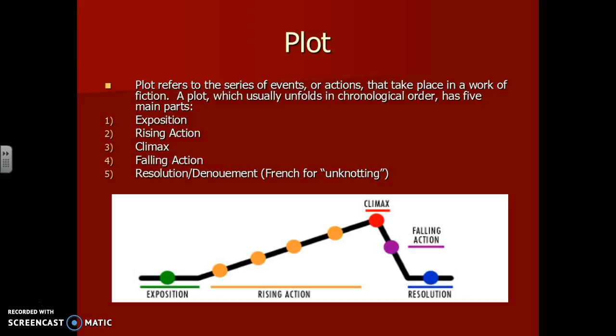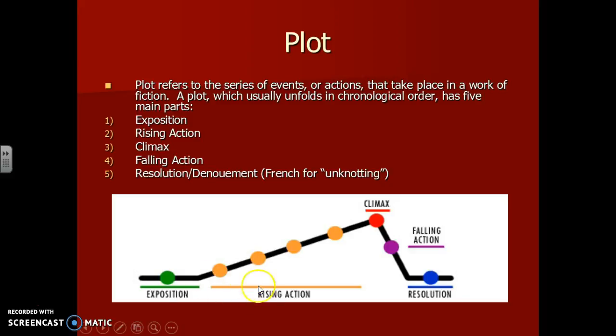Okay, the plot aspect, so looking at the first section of the elements of a story, the plot refers to the series of events or actions that take place in a story, and it usually goes in chronological order, and it has 5 main parts. So we have in green here, the exposition. The exposition usually includes the introduction of the characters, the setting, the main part of the conflict, or the introduction of a conflict, usually some historical context and background, but it's that idea of that introduction to a story.